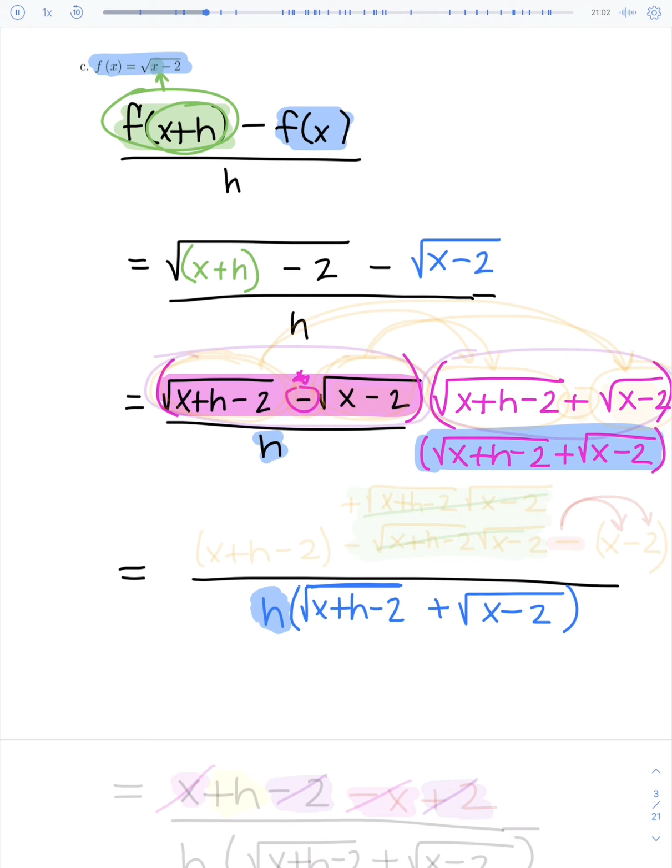Well, be careful. That means we still have to multiply out the two pieces on top. How do we do that? This is not going to be pretty. We have to FOIL. So let's see what happens when we FOIL.